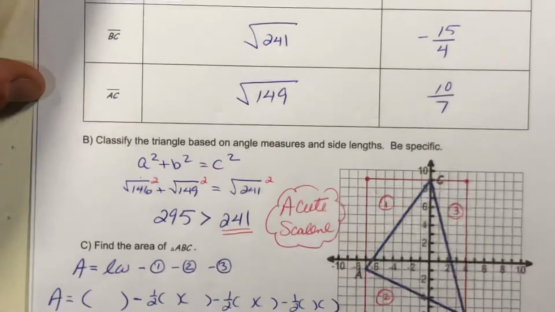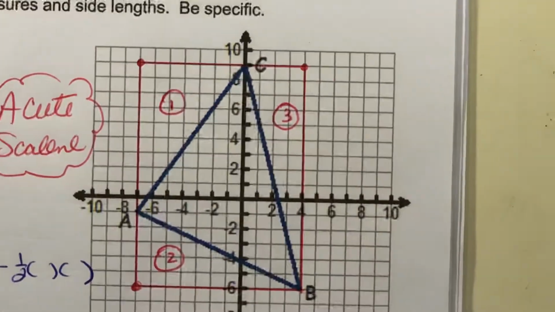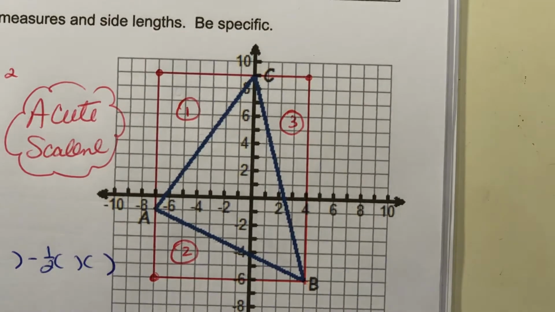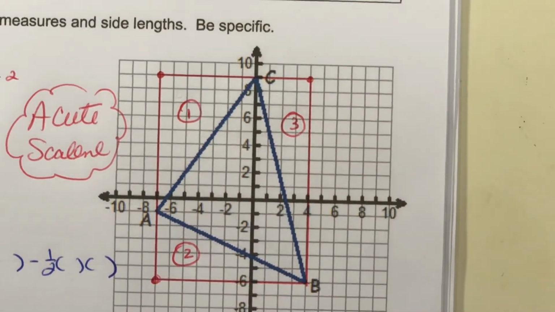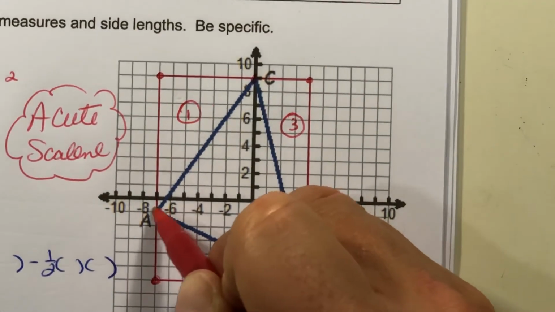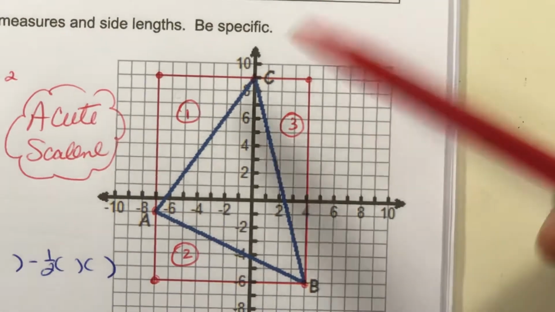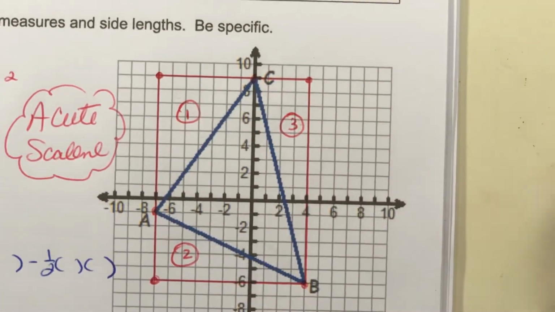I've also taken the luxury of drawing this figure, and now I need to focus on this. This is really, really important. I've drawn my rectangle around triangle ABC, and if you notice, all 3 vertices lie on the rectangle, perfectly surrounding it. I've also labeled this with piece 1, piece 2, piece 3.